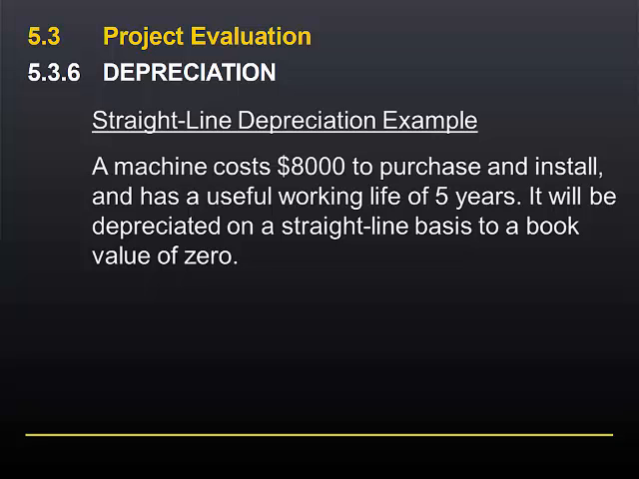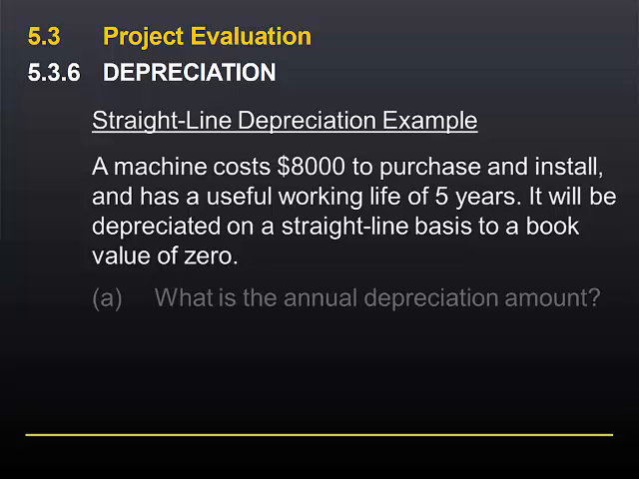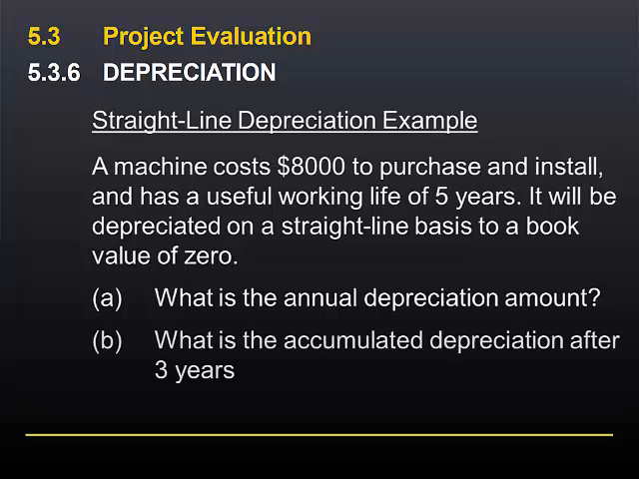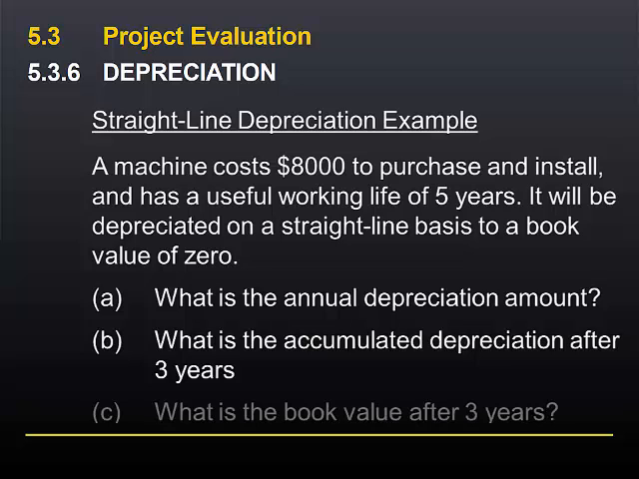A machine costs $8,000 to purchase and install and has a useful working life of 5 years. It will be depreciated on a straight line basis to a book value of 0. We need to calculate the annual depreciation amount, the accumulated depreciation after 3 years, and the book value after 3 years.